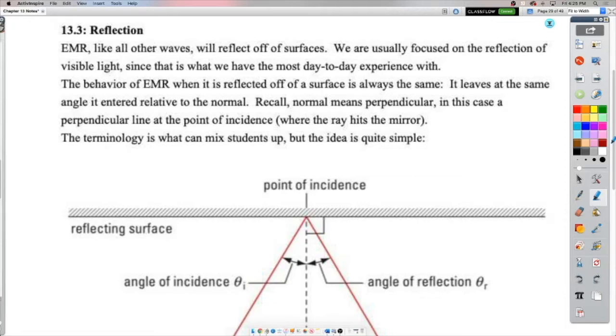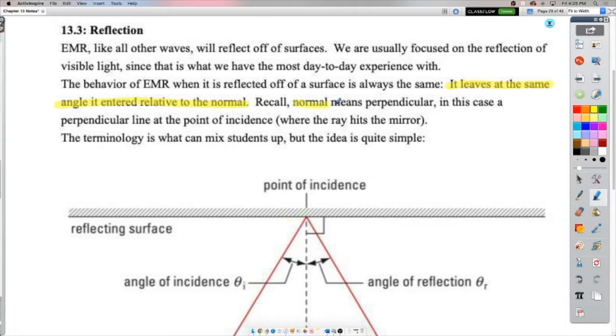Okay, so what is that behavior that we're talking about? It leaves at the same angle it entered relative to the normal. So it comes in and it gets reflected and it leaves at the same angle it came in at. Angle relative to what? Not to the surface. That's something that mixes students up sometimes. It's not the angle between the ray and the surface. It's the angle between the ray and the normal line.